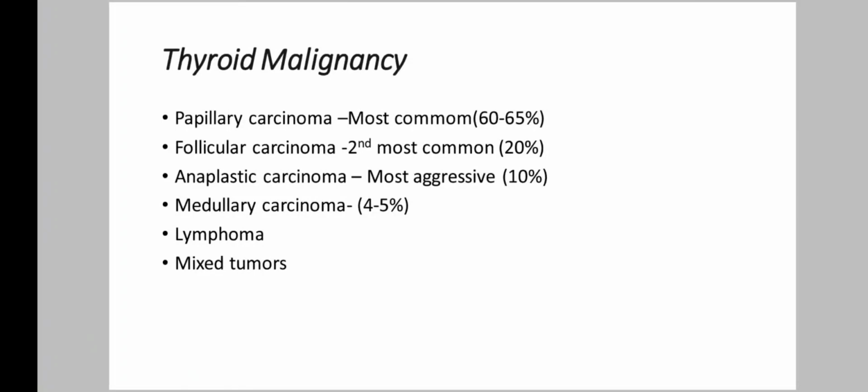So what's the classification for thyroid malignancy? It's divided into papillary carcinoma, follicular, anaplastic, medullary, lymphoma, and some mixed tumors. Among these, the papillary carcinoma of the thyroid is the most common. It accounts for approximately 60 to 65% of all the malignancies. The second most common is follicular carcinoma. The most aggressive form of cancer is anaplastic carcinoma. So we'll be discussing everything in detail.